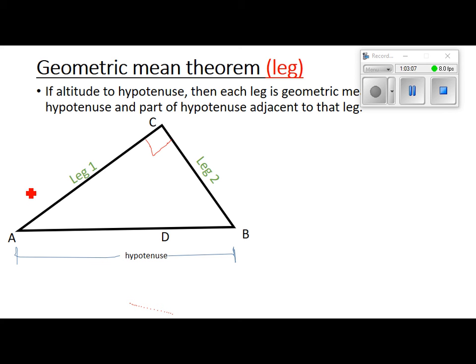Geometric mean. This one deals with a leg. So that one dealt with an altitude. This one deals with a leg. Tell me the legs. I already told you. AC is a leg in this right triangle. CB is a leg. Draw that picture, and we're going to write down some stuff for it.